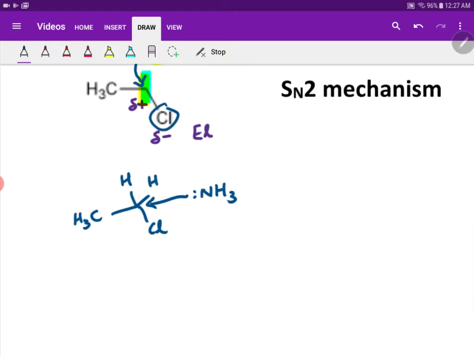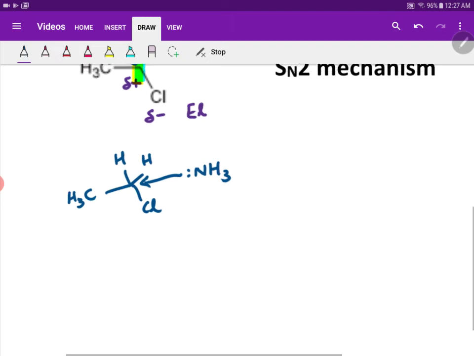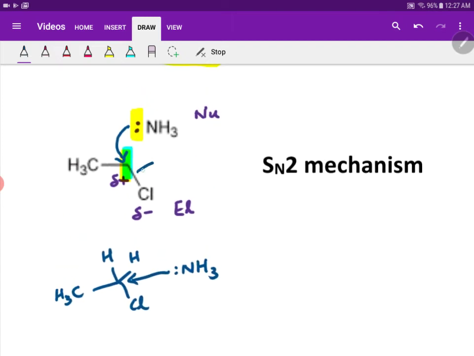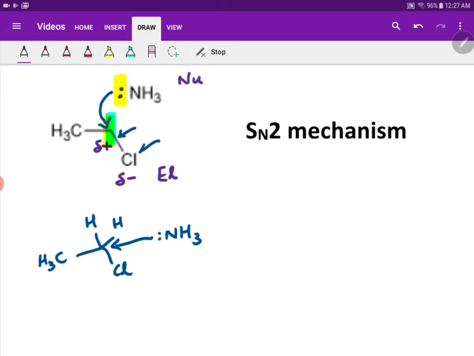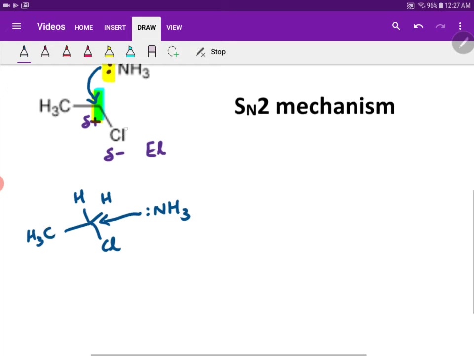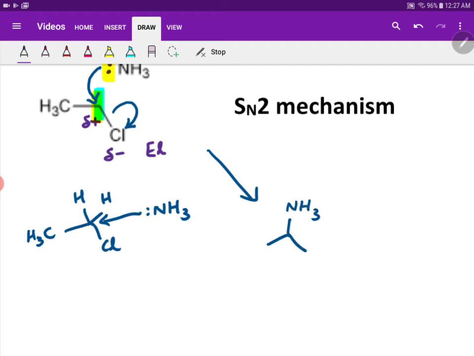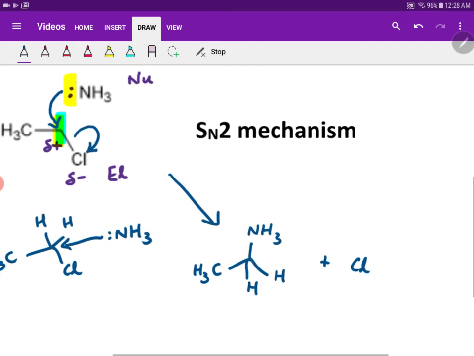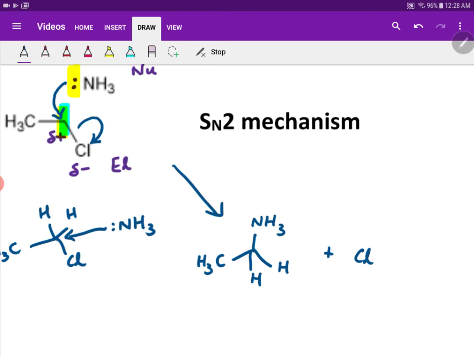Once again we go source to sink. The source is your sigma bond here, and the chlorine atom is your sink. So the electrons from the source will move to the sink. What we will get at the end of the day is our NH3 attached to the carbon with 1 hydrogen, 2 hydrogen, 1 CH3, and then we will get our Cl atom out. But of course this is not complete.